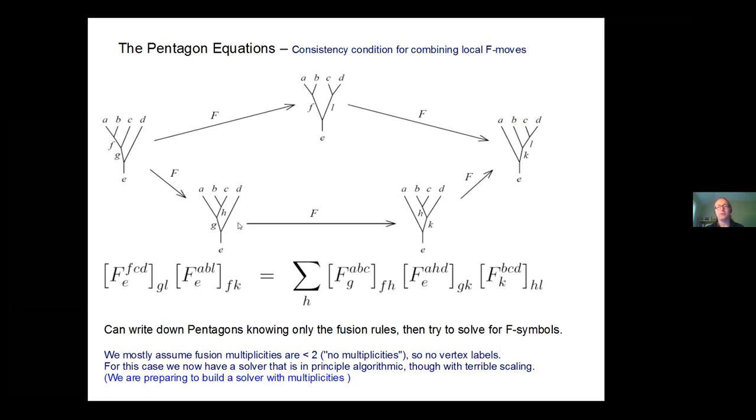Here I've left off the vertex labels. In principle, this equation is only good for the case where you have no multiplicities greater than one, but it's easy to put them back in, it just makes it messy.